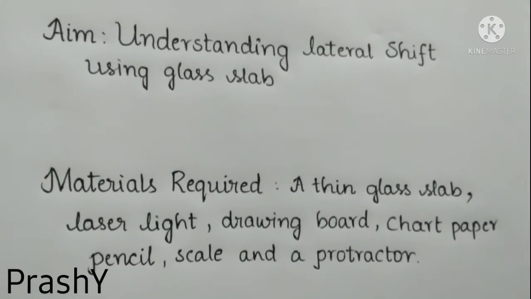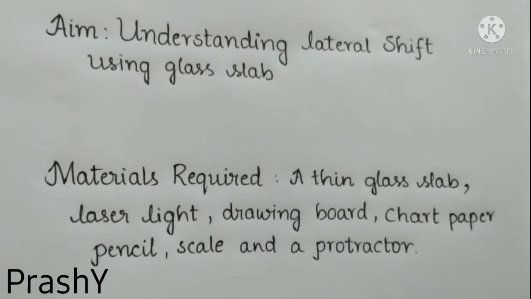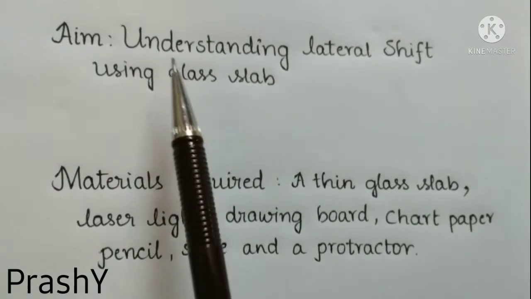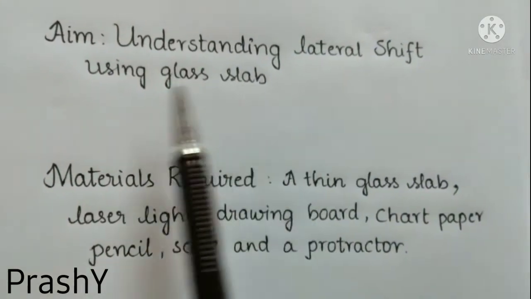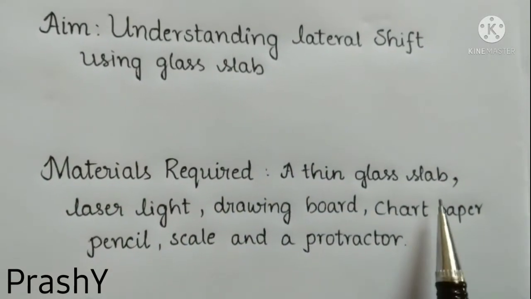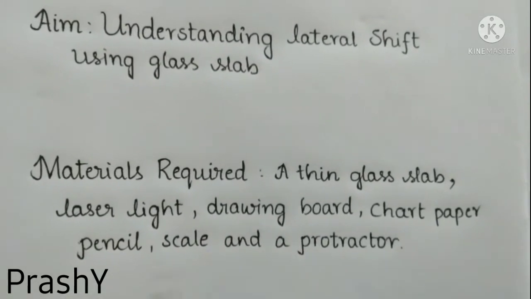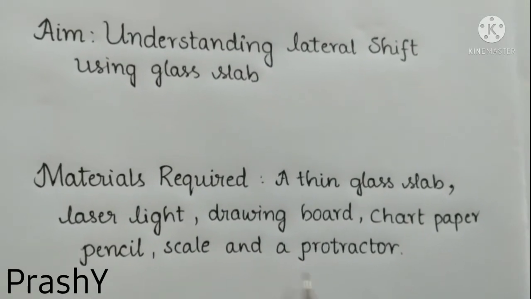Learning is fun. In this module, I am going to conduct an activity on lateral shift using a glass slab. The aim of the experiment is understanding lateral shift using a glass slab. Materials required: a thin glass slab, a laser light, a drawing board, chart paper, a pencil, a scale and a protractor.